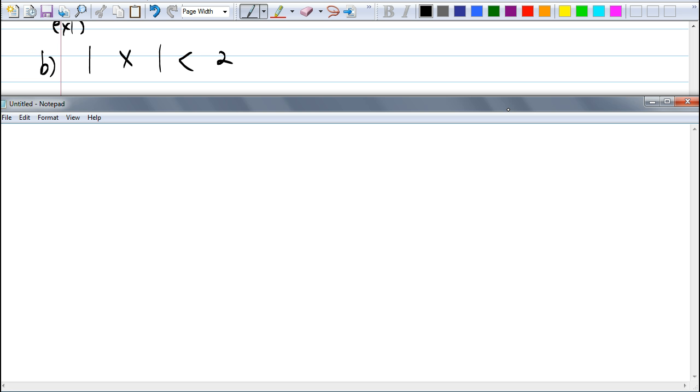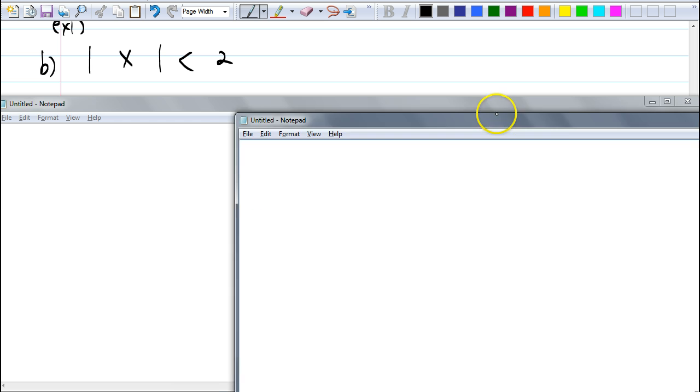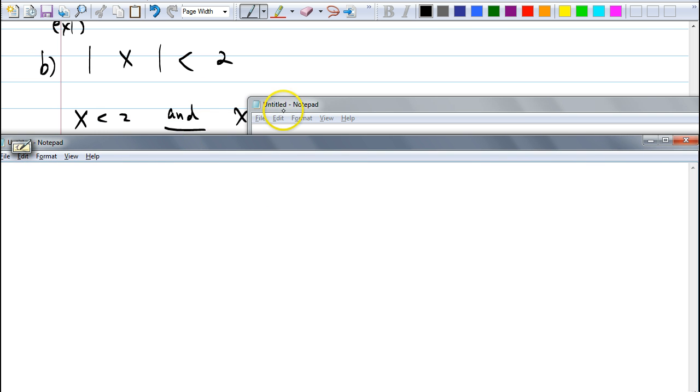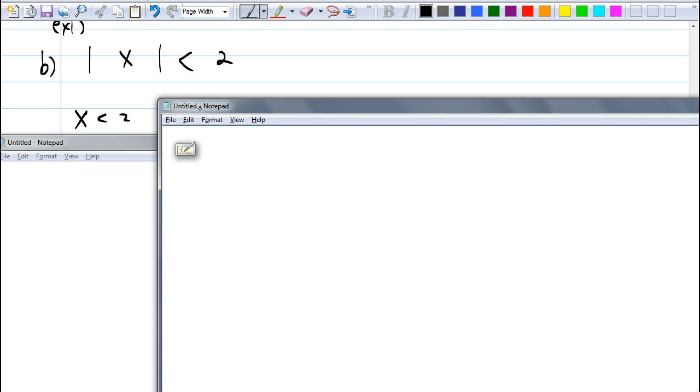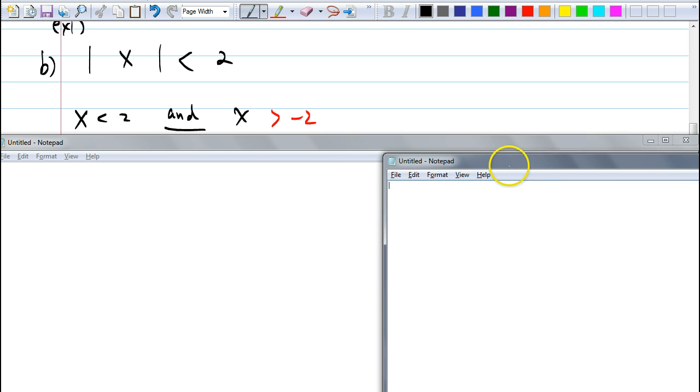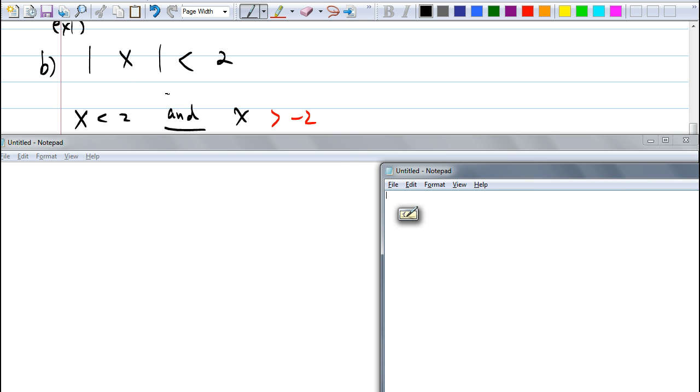Yes, Libby? X is greater than -2. Yeah, it's the same one, exactly the same one without the absolute value. Did you say greater than? Greater than -2. Oh, okay. Let's do this one first: x is less than 2. It's the same exact one without the absolute value. And the other is x is greater than -2. You're right. Now, how come I have the word and in the middle?